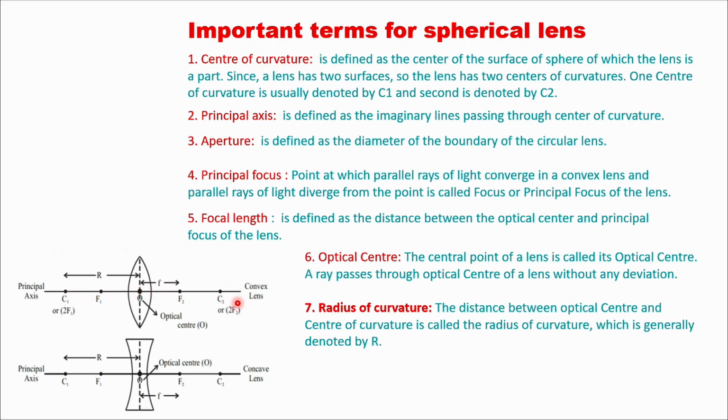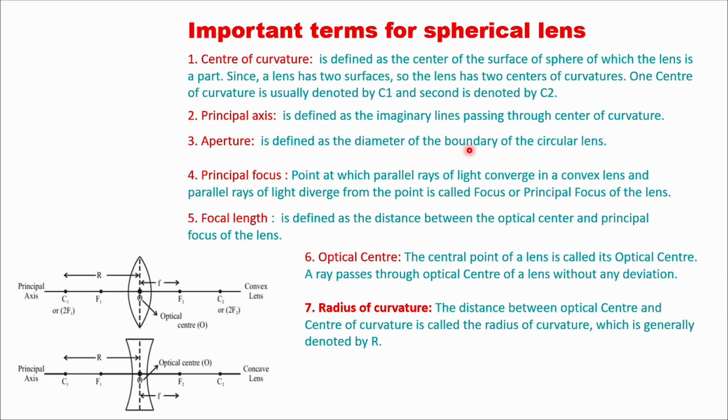I said already, center of curvature, this one C1, C2. It is defined as the center of the surface of the sphere of which the lens is a part. Since I said already, a lens has two surfaces, so the lens has two centers of curvature. One center of curvature is usually denoted by C1, another one is C2. What is principal axis? It is defined as the imaginary line passing through the centers of curvature C1 and C2.